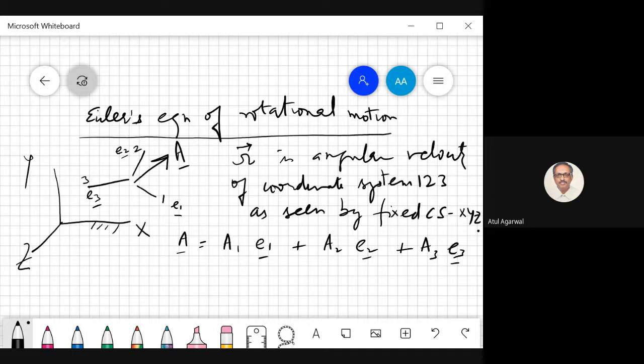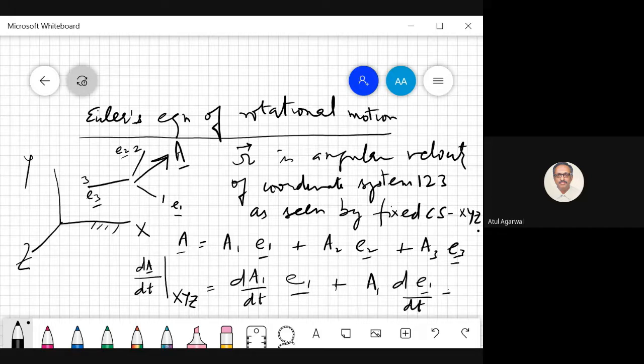Now what is vector A? This is my vector A. Now I want its time derivative with respect to the capital XYZ system. So you can write it, by the product rule of differentiation, as dA1 by dt E1 plus A1 dE1 by dt, plus more terms will be there.